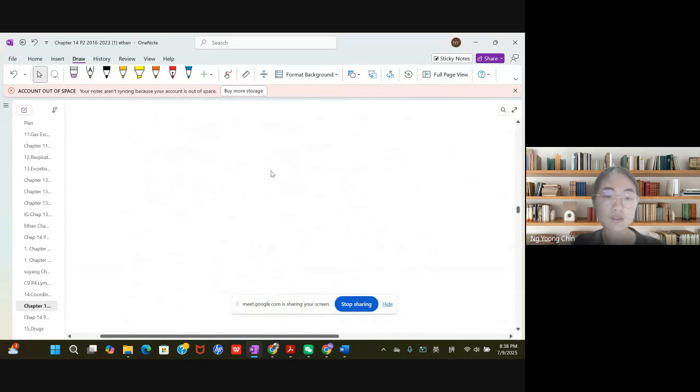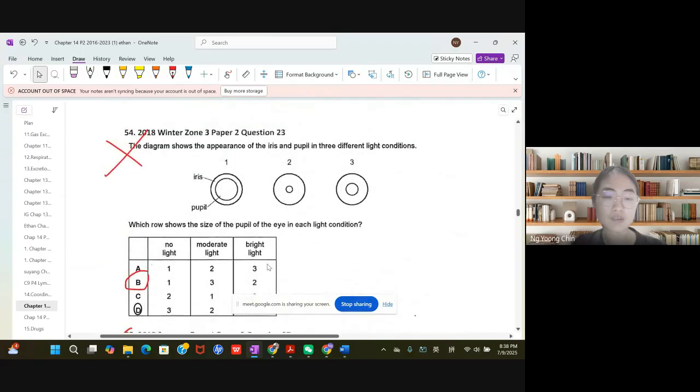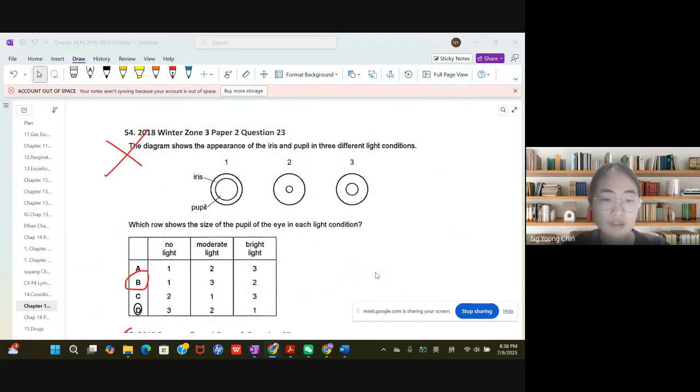Okay, for this one, the answer is B. So you can see the appearance of the iris and pupil in 3 different light concentrations. If without the light, if there's no light, it means it's in the dark condition. In the dark condition, the pupil will dilate. So the answer is B. But if there's a presence of light, for example, bright light, so this one is bright light.